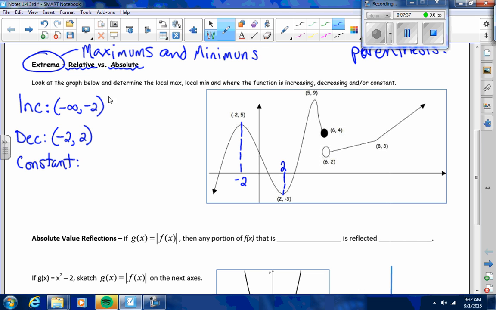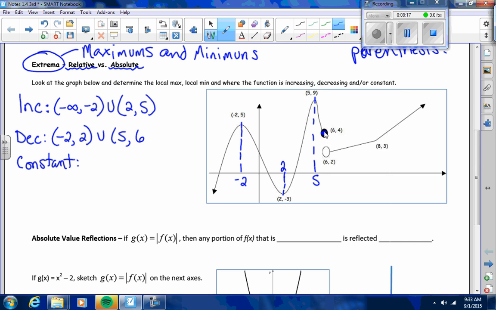So back up with my increasing line, we're going to put union 2, and then it increases from 2 to what? 2 to 5. Because 5 is the next x value where it stops increasing. What's happening now at 5? Okay, now it's decreasing. So go to your decreasing line, union 5 to what? 6. Now around the 6, that is a very specific closed circle. So what should I put there?